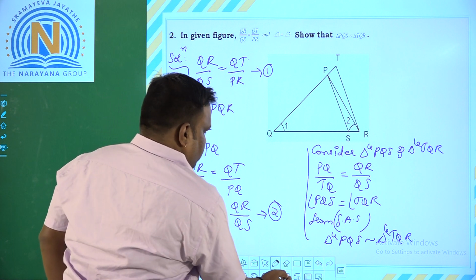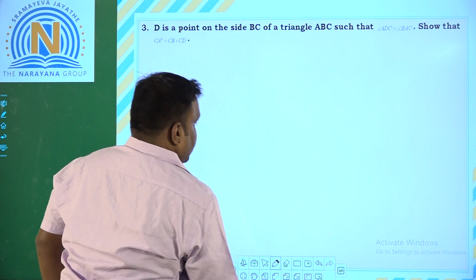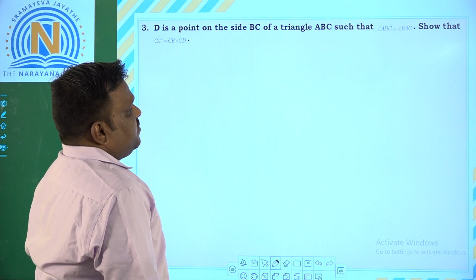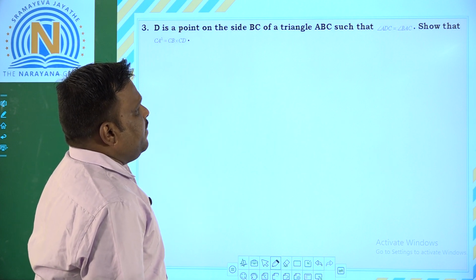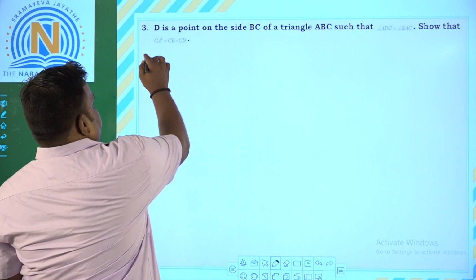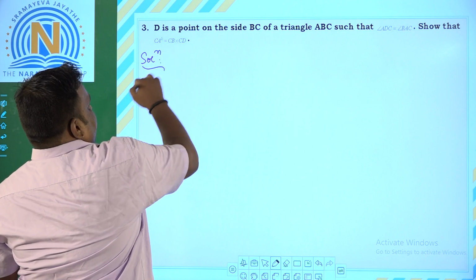Now let us start with question number 3. D is a point on the side BC of a triangle ABC such that angle ADC is equal to angle BAC. Show that CA square is equal to CB into CD. So let us draw the figure for this one first, then we will come across this point.